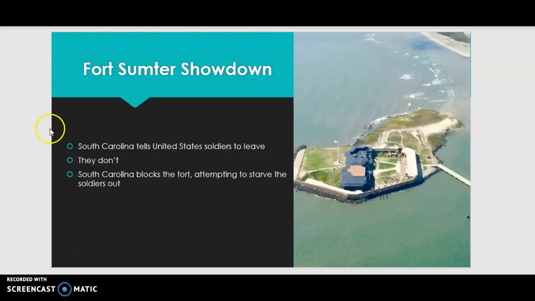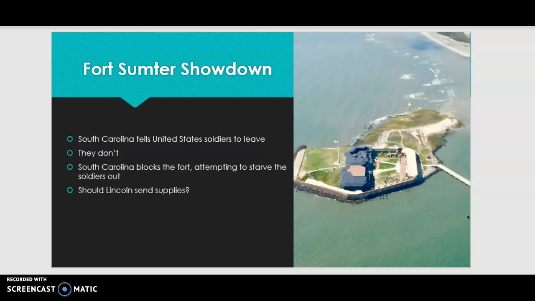All right, so there's a showdown there. South Carolina tells the United States soldiers to leave. Again, the U.S. soldiers are at the fort, and so now they're being told to leave. Well, they don't. And so South Carolina blocks the fort, and they basically attempt to starve the soldiers out, right? They are kind of blockading them and trying to force them out by essentially starving them.